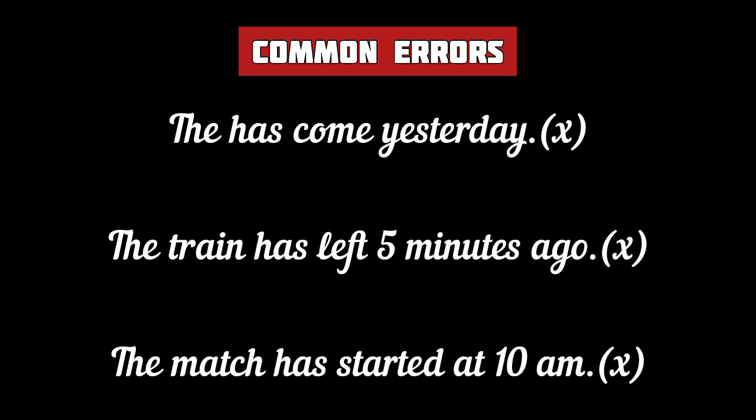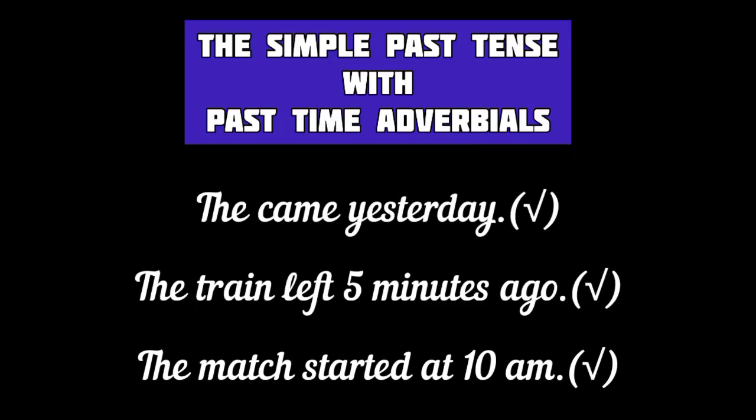So, the point is, we cannot use any past time adverbial or any adverb or adverb phrase indicating past time alongside the present perfect tense. Hence, in these three sentences, we have to use the simple past tense instead of the present perfect tense. He came yesterday. The train left 5 minutes ago. The match started at 10 a.m. The simple past tense is appropriate because of the past time adverbials in these sentences.